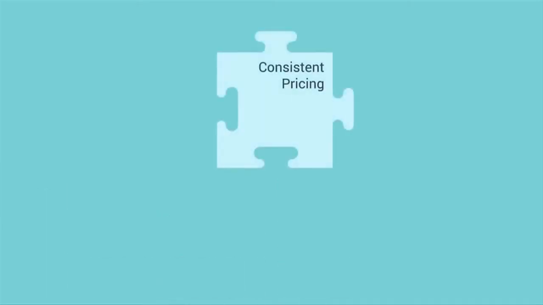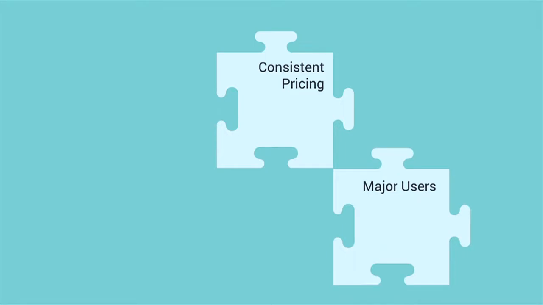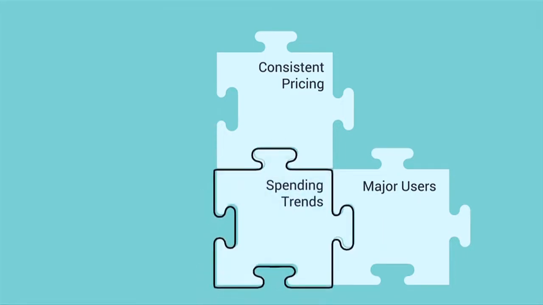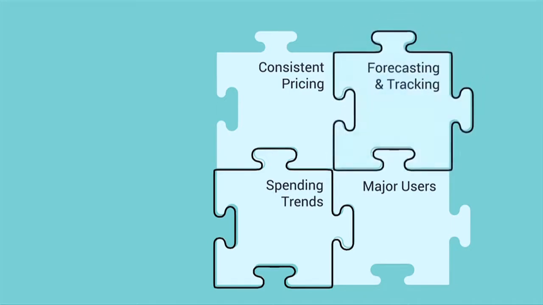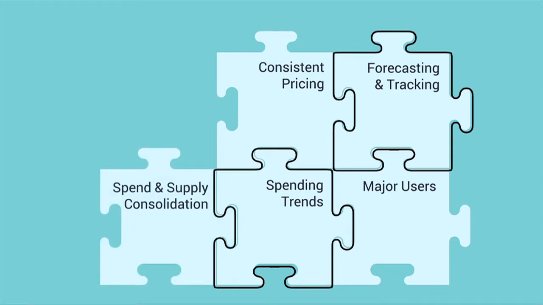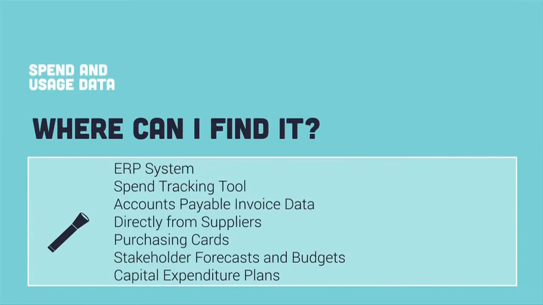Well, you can use data to identify your major users so you can discuss their requirements, find spending trends to consolidate when and how you purchase, create a baseline to forecast demand and track savings, detect duplicate supply and check pricing consistency. It doesn't matter if you're managing a category focused on direct or indirect spending. Knowing how to locate and interpret spend data is vital for conducting an accurate spend analysis.